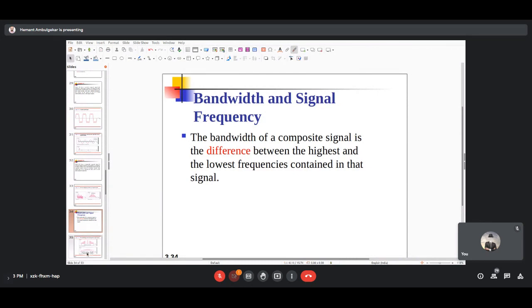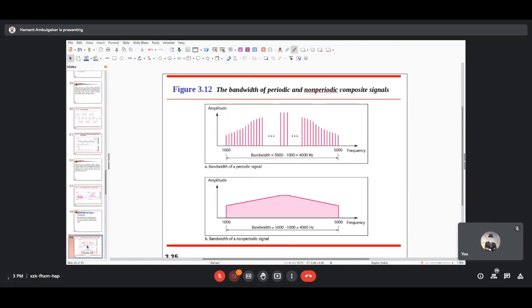Now here we have a figure. In this figure, we can show the concept of bandwidth. The figure shows two composite signals, one periodic and the other non-periodic.